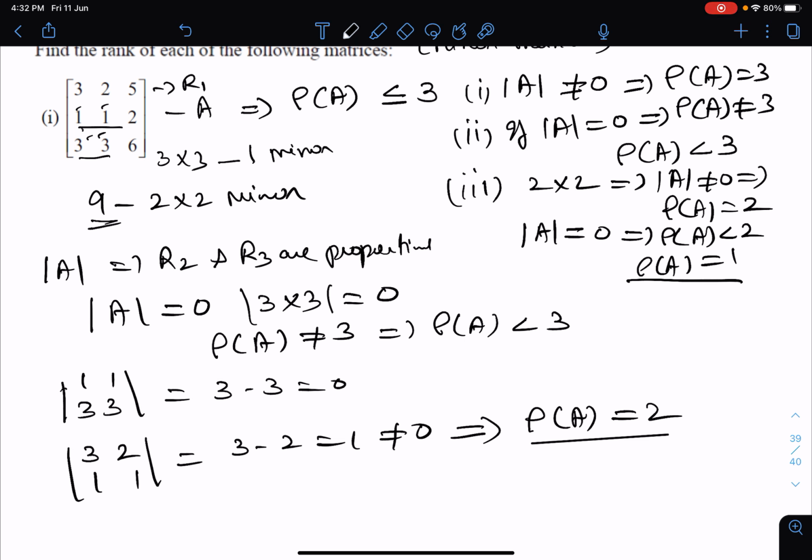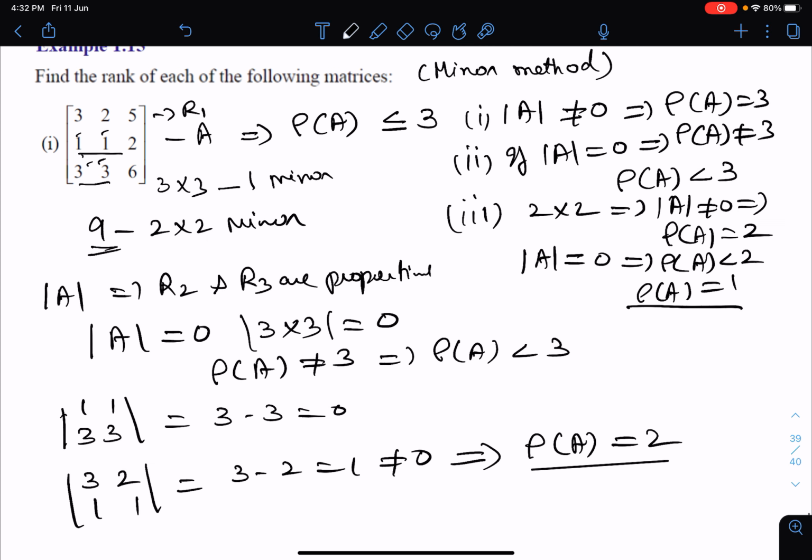Okay, and the minor will always be a square matrix: 2 cross 2, 3 cross 3, and 1 cross 1 is nothing but a single element. Okay, so I hope this will make it clear. The minor method is very, very simple. You are going to check the minors one by one, and if one does not vanish, that is going to be the rank, and if it vanishes, you are going to go to the next submatrix minor. Okay, thank you.